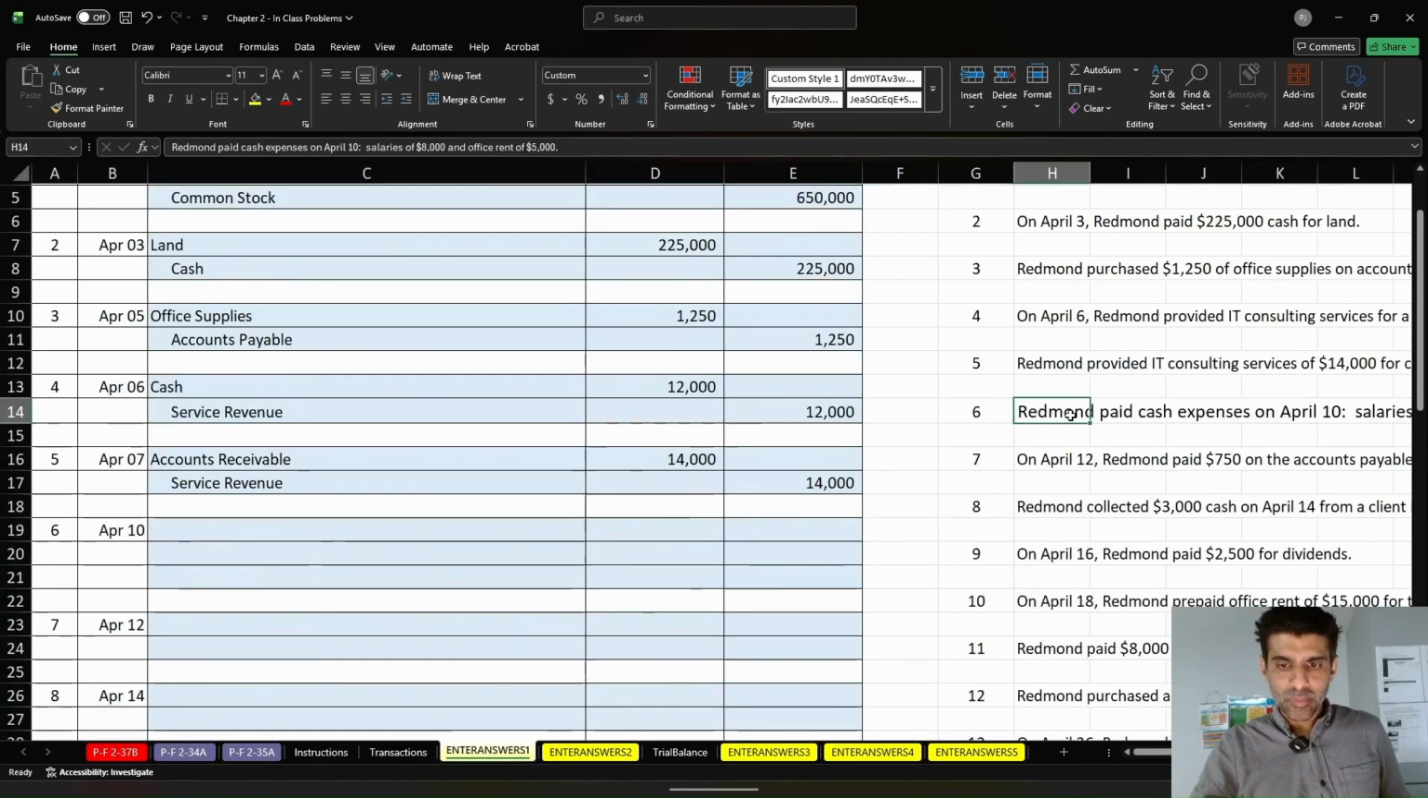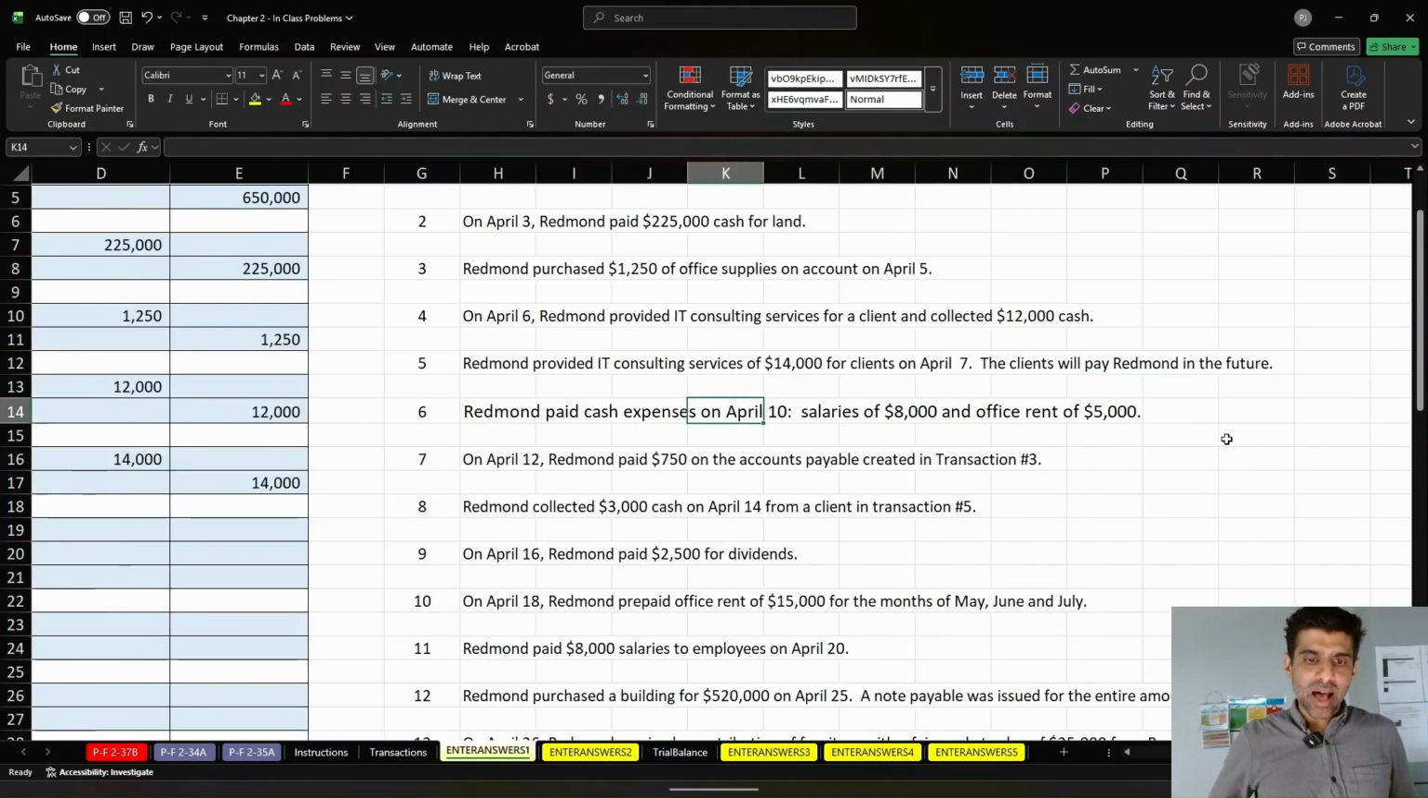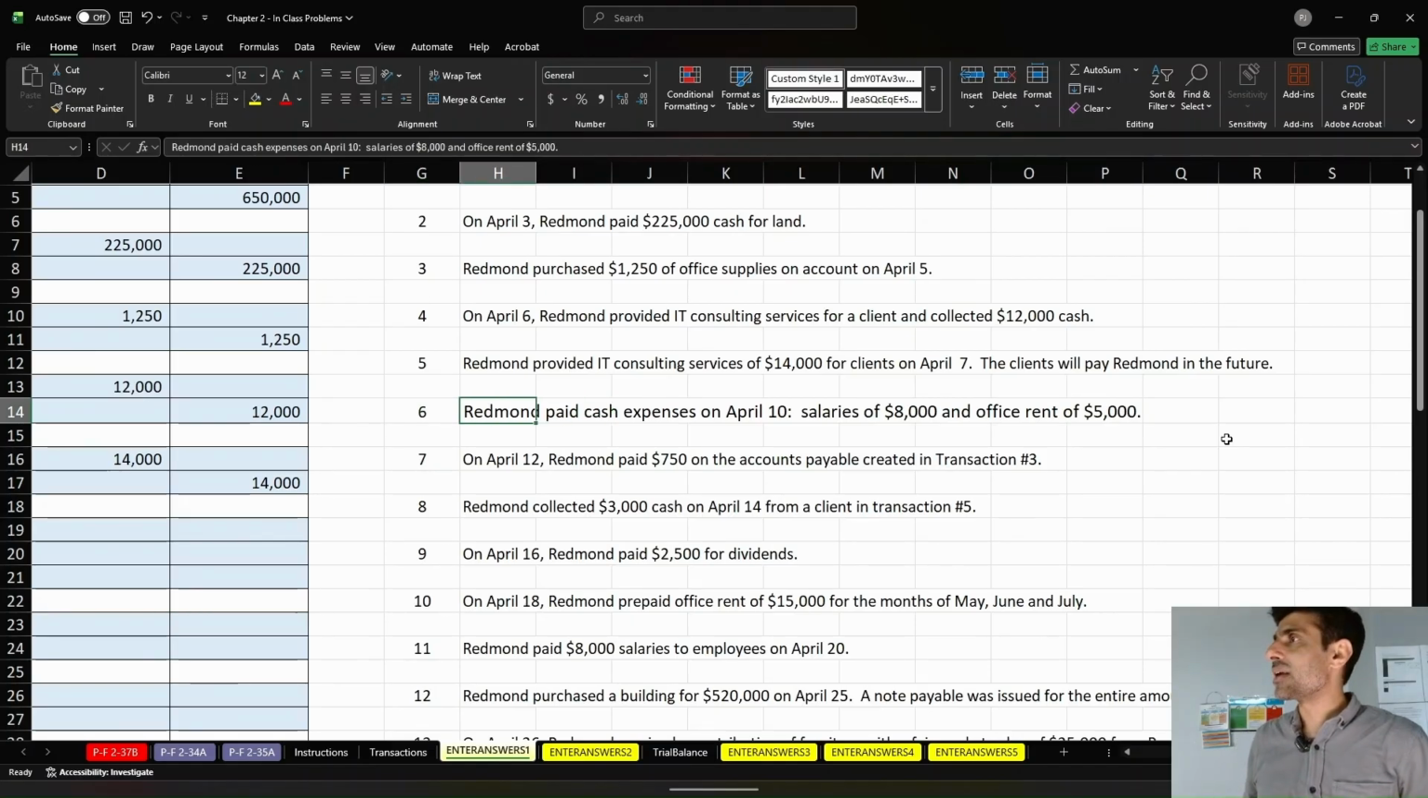Okay, let me do one more. We paid cash expense on April 10th. Salaries 8,000 and office rent 5,000. So this is our first little taste of a transaction that is going to have more than two accounts. Okay? So what are the three accounts involved here? There's three. Salaries expense, rent expense, cash. Those are the three accounts.